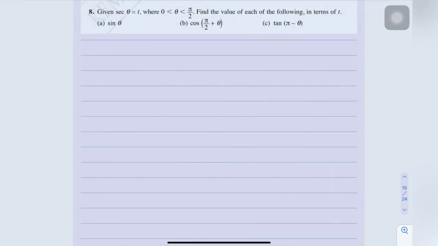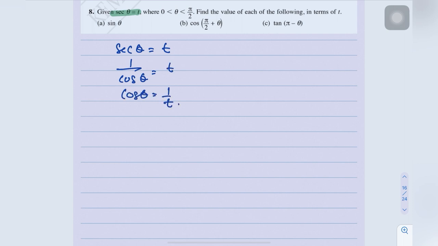Question number 8. Given sec theta equals t, where theta is between 0 and pi over 2. Find the value of each of the following in terms of t. From the info given, sec theta is t. Sec is 1 over cos theta, which equals t, so cos theta equals 1 over t.